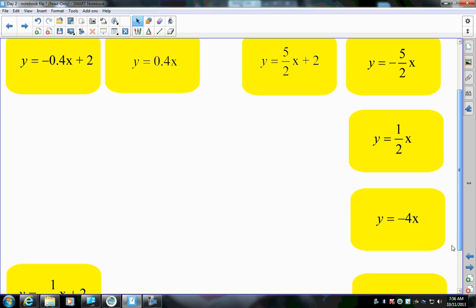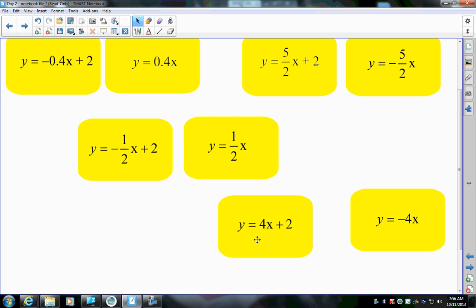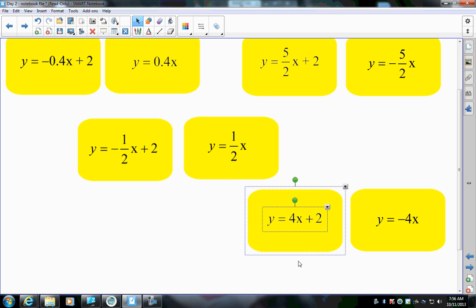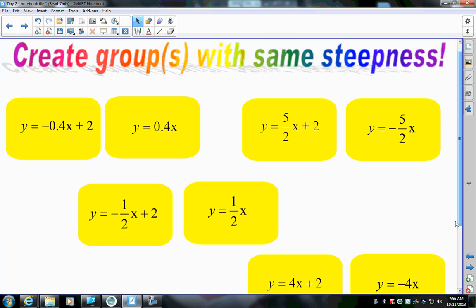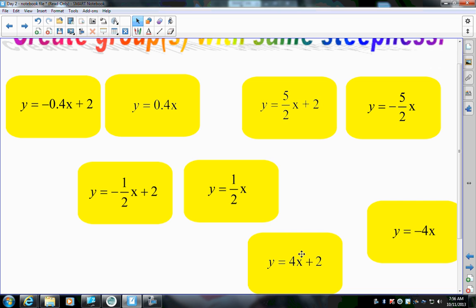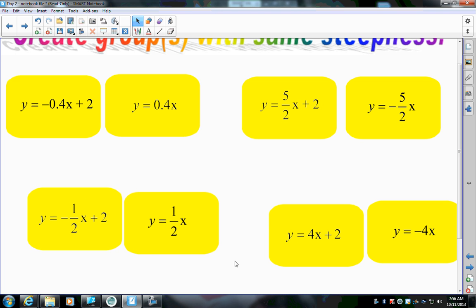I've lost some of my numbers here. Let's see where they'll go. The 1/2 and the -1/2, they go together. The 4 and the -4. I think you guys have gotten the point. It might be a little bit of an overkill on this assignment, I think. The y-intercepts don't have anything to do with it. So as long as the slopes are the same, they have the same steepness. Okay?